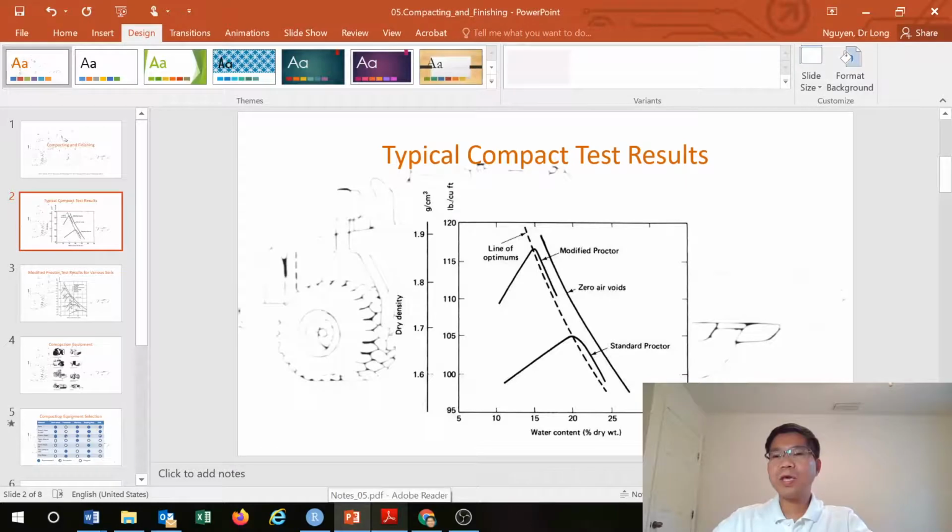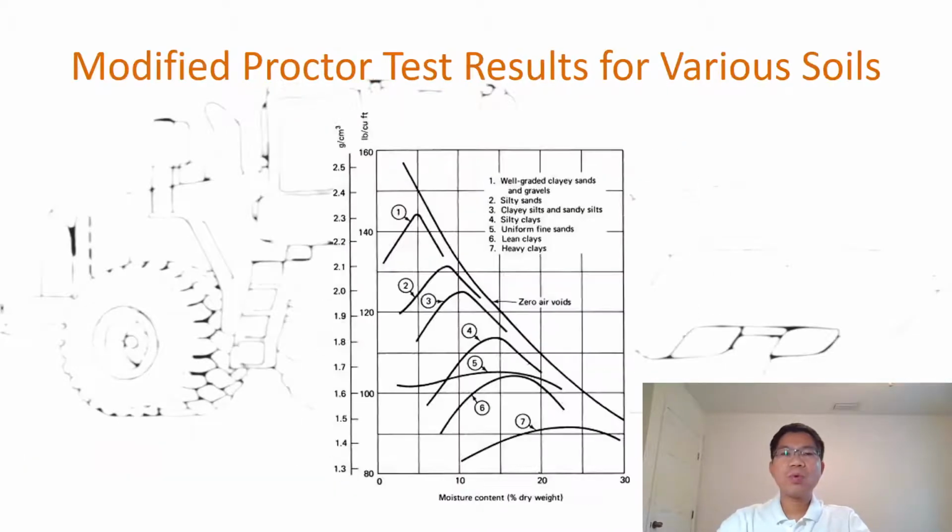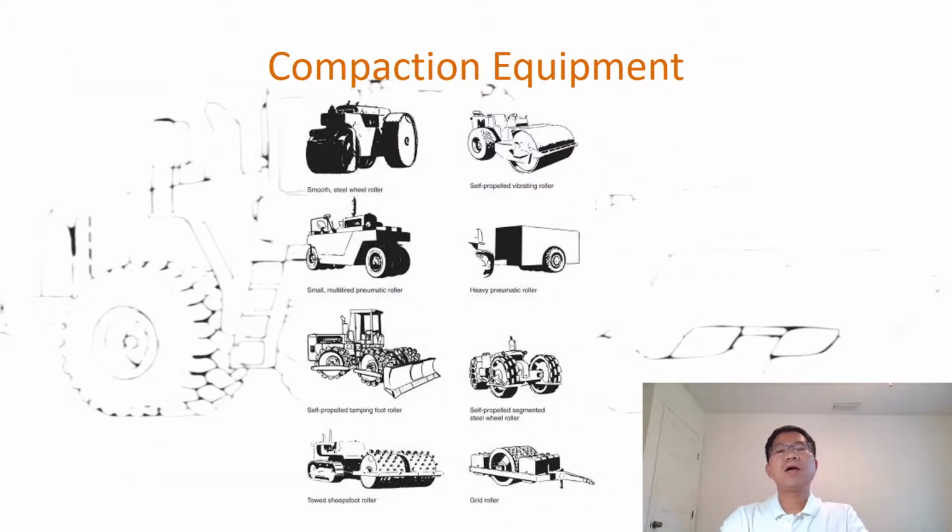So going back to here, what are the equipment we use for compaction? There are multiple types of compaction equipment, and this is extracted from the book. You can see that a smooth steel wheel roller can be used for compaction, and then a pneumatic-tired vibrating roller.